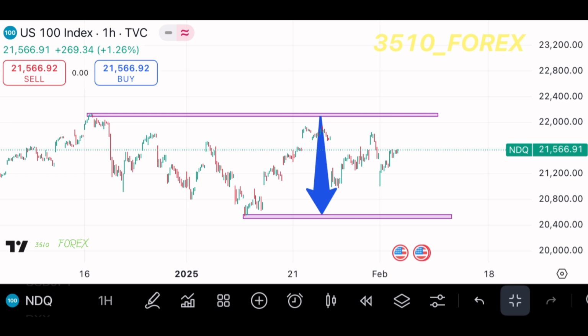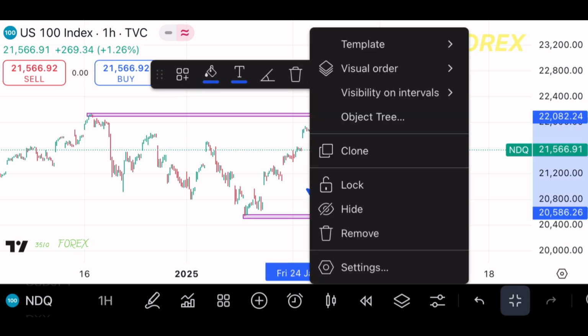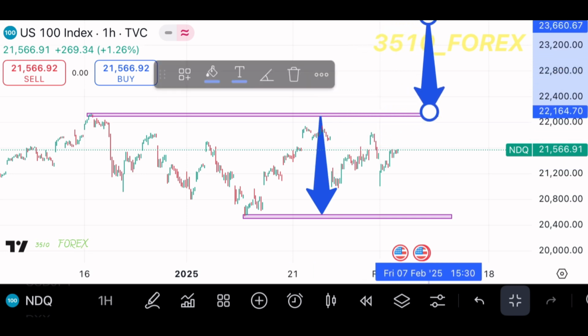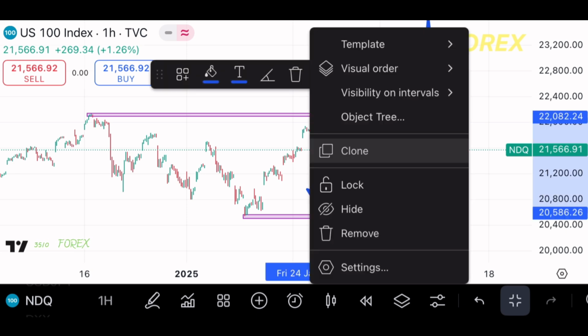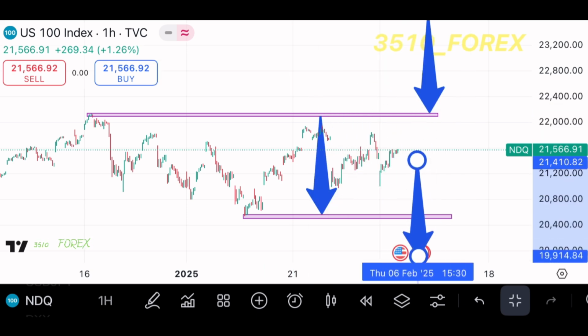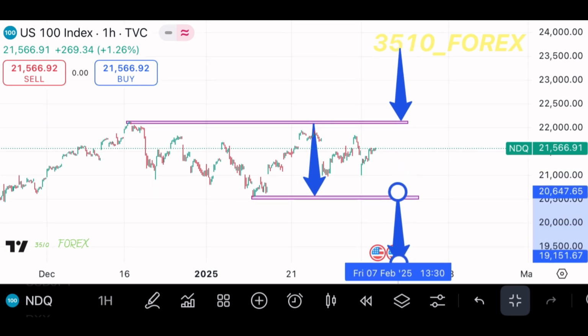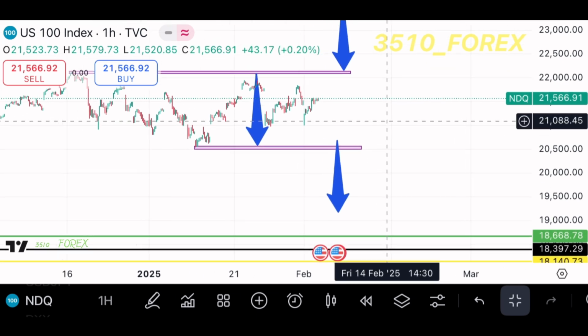Now we basically have our distance between the support and the resistance. What you will do is take that distance, and then clone or copy and paste it onto your resistance, from your resistance and then upwards. And you will also copy and paste it, or clone it, from your support downwards.